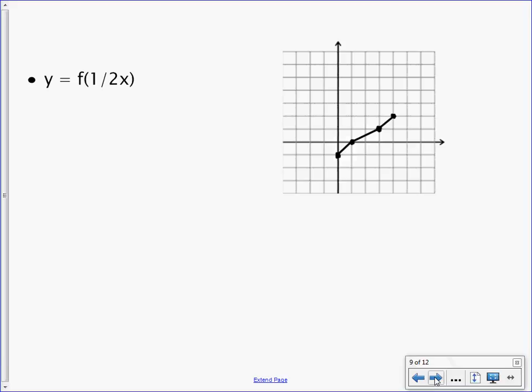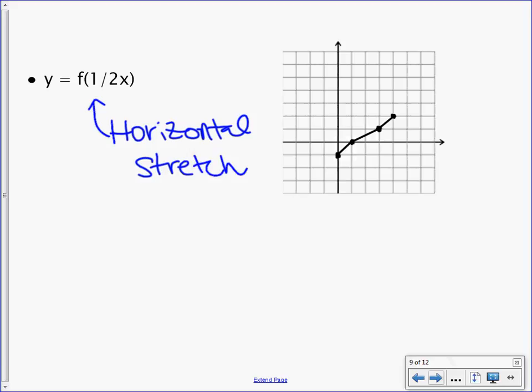This one, what's happening? First of all, is it a shift, reflection, or stretch or shrink? It's a stretch or shrink. Horizontal or vertical? It's horizontal because it's inside. Is it stretching or shrinking? It's stretching. How do we apply this transformation? We're going to have to take all of our x values and multiply them by 1 over c. If c is 1/2, what's 1 over c? 2. It'd be 2.